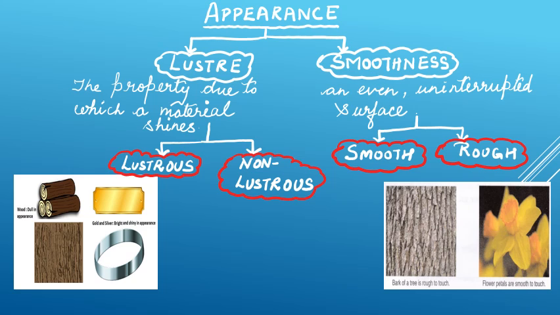Whereas the copy in which you are writing, is it shiny or non-shiny? Yes, it is non-lustrous in nature. Its surface is not shiny. So, we can say that on the basis of luster, the materials can be lustrous and non-lustrous.